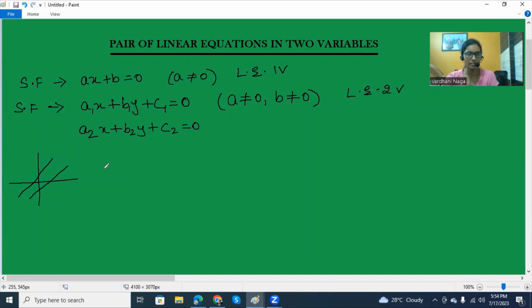Next, suppose two lines we are putting on the graph. If the lines have at least one solution, they are called consistent lines. If the lines don't have any solution, we call them inconsistent lines.